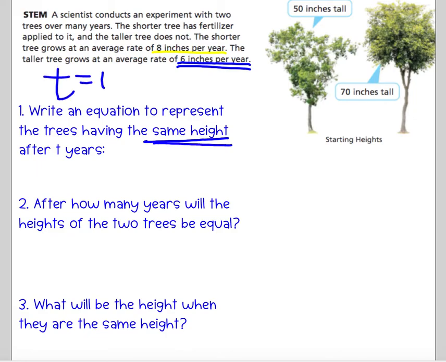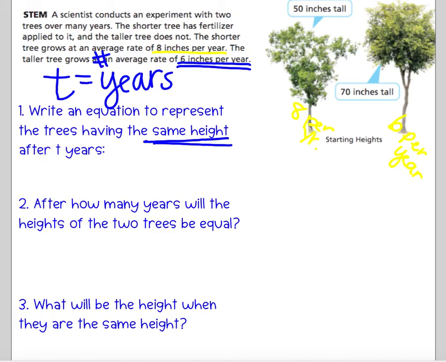So t is equal to the number of years. So the shorter tree has a rate of 8 per year, and the taller tree has 6 inches per year. So let's write an equation. How could we represent the smaller tree?